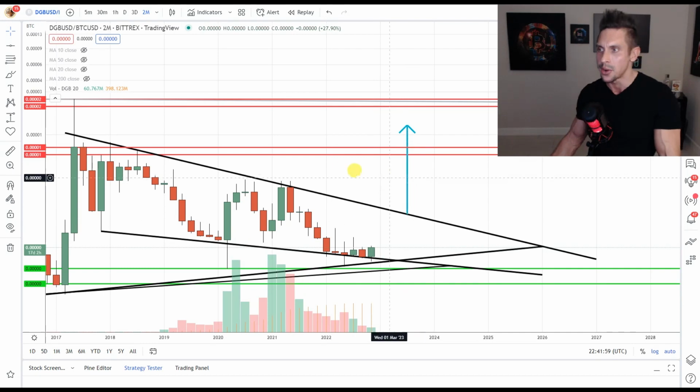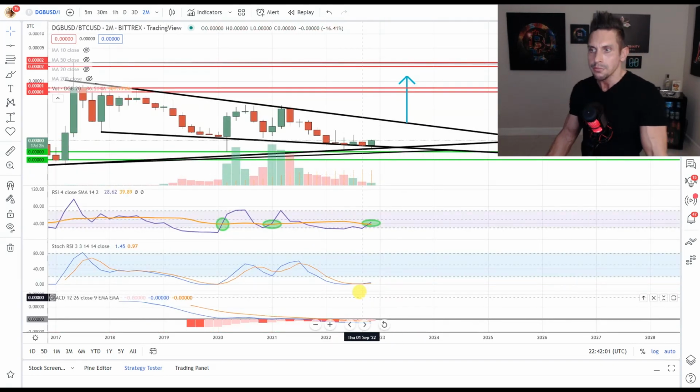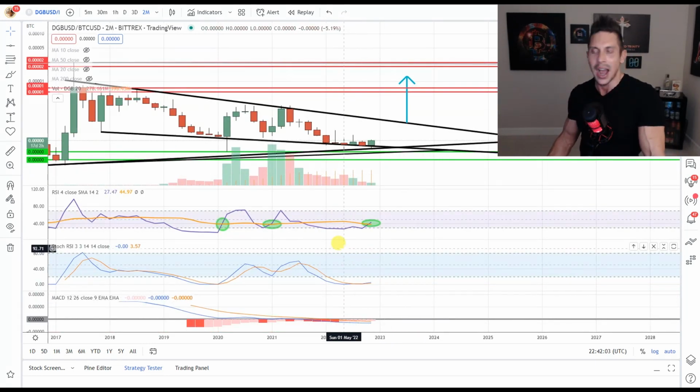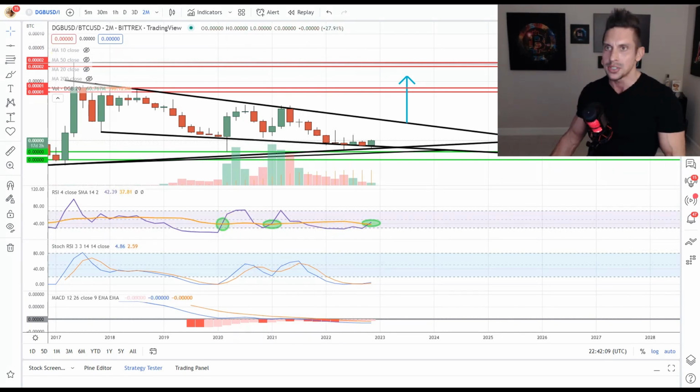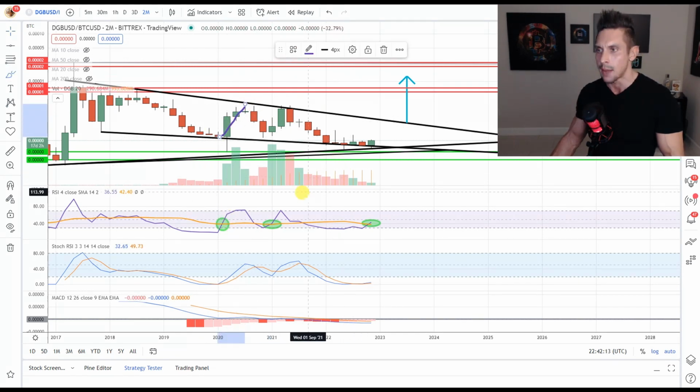Now, the other thing I wanted to point out in this chart, again, this is a 2-month chart. I just want you to focus on the RSI. Again, when the purple has crossed above the orange, the last 2 times, you can see that when the purple crossed above the orange, we got a move up to the top line.